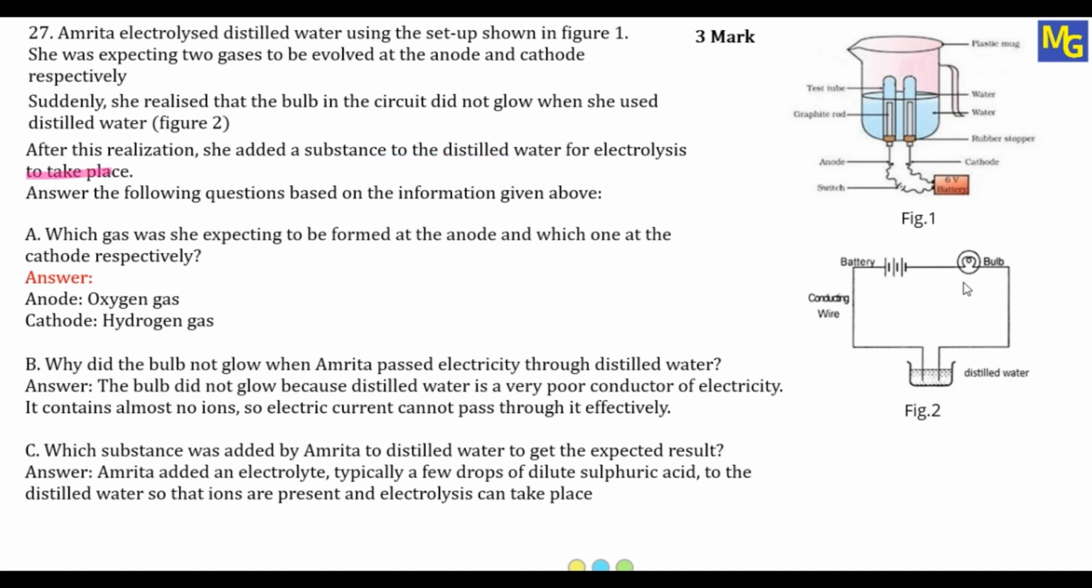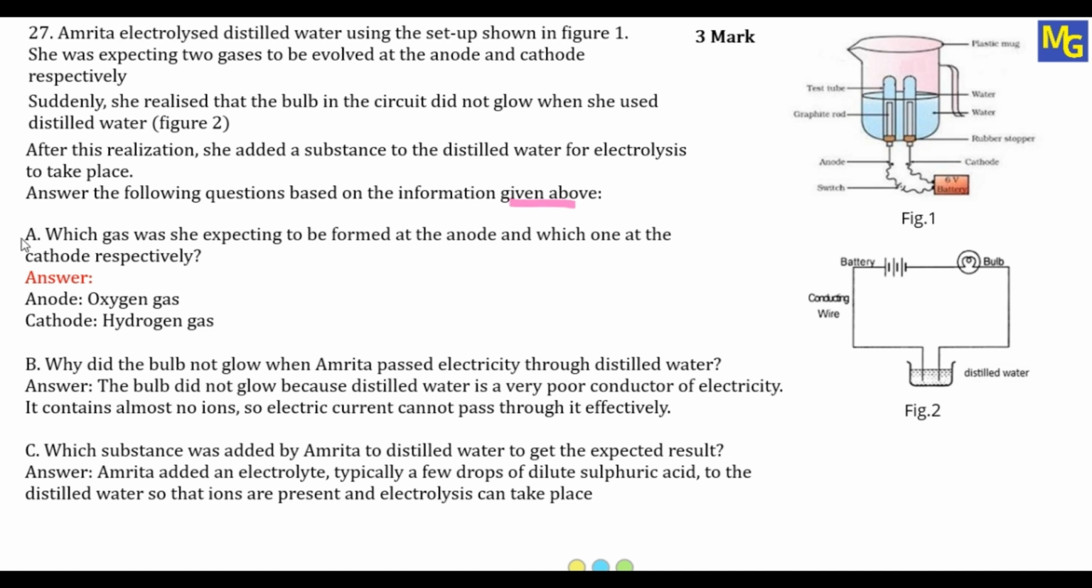So once she realized that the circuit is not complete, the bulb is not glowing, and electric current is not moving in the circuit, she added some substance to the distilled water. And due to that substance, the bulb started glowing when she switched on. Answer the following questions based on the information. So by using all this information, you have to answer the questions.